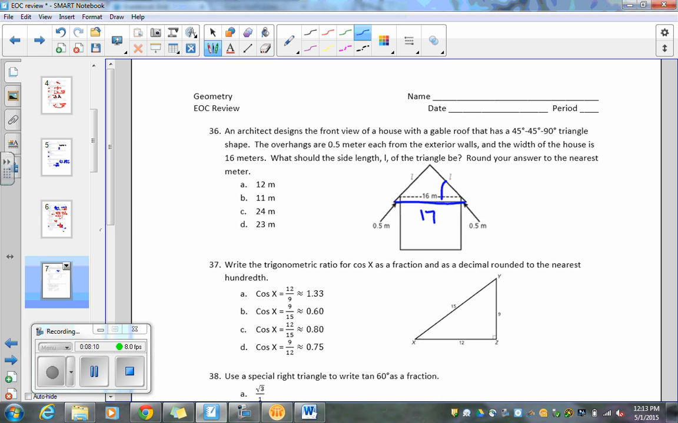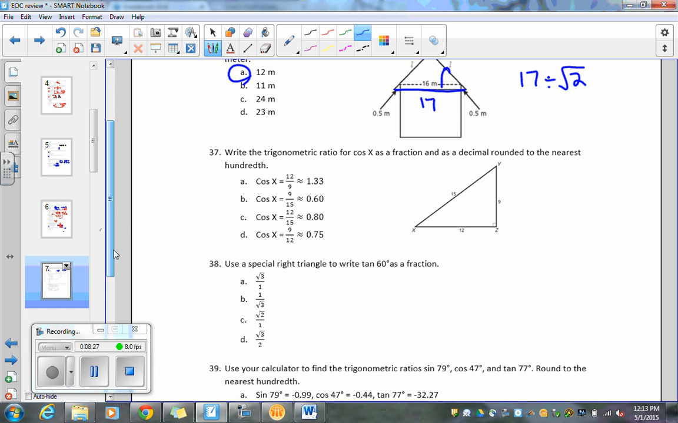In order to go from the hypotenuse to the leg, you are dividing by radical 2. When you divide 17 by radical 2, you get 12. So my answer is A. All right, question number 37. Cosine x. I'm dealing with this angle. That is my opposite side, that's my hypotenuse, and this right here is my adjacent.